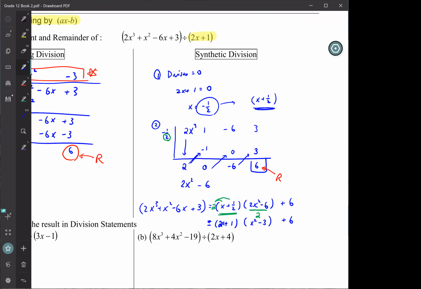Okay, can you raise your hand if you understand the logic here, why we need to divide by 2? Okay, Samantha, do you get it?